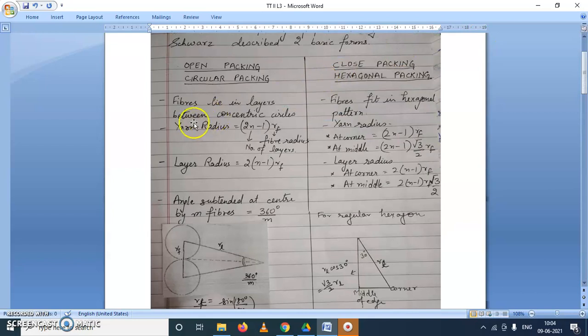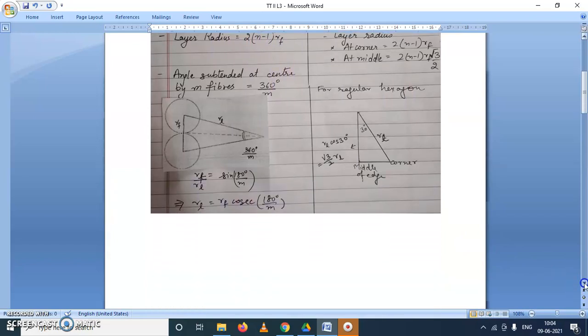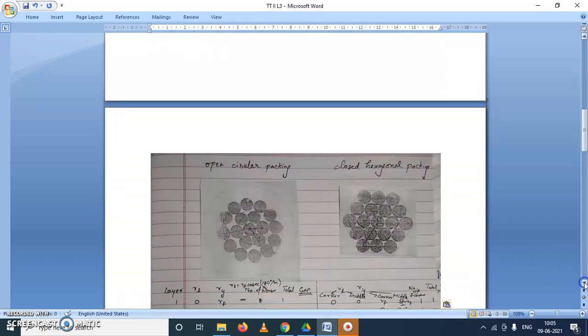Now, in open circular packing, fibers lie in layers between concentric circles. This is fiber fit in hexagonal pattern. When you put the circles in that geometry, you will be able to find that yarn radius is equal to (2n minus 1) times Rf, where Rf is the fiber radius and n is the number of layers. Now layer radius is 2(n minus 1) Rf. This you can derive very simply from just the geometry of these two figures.